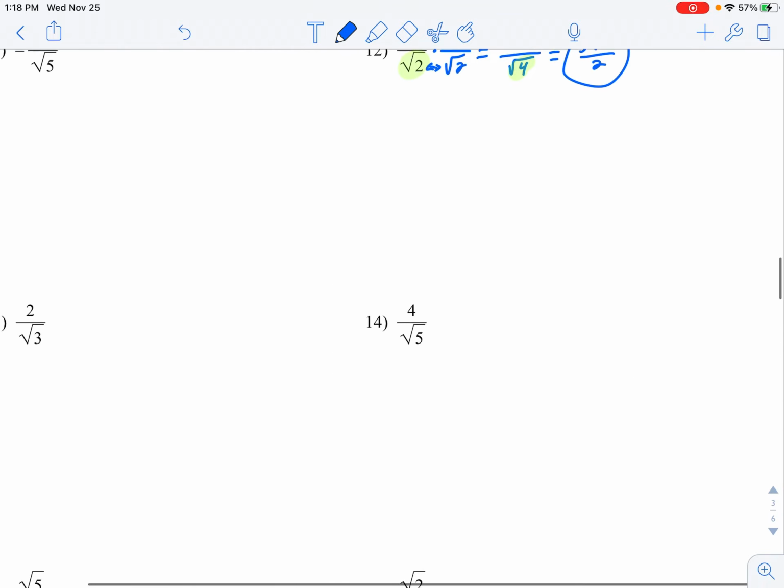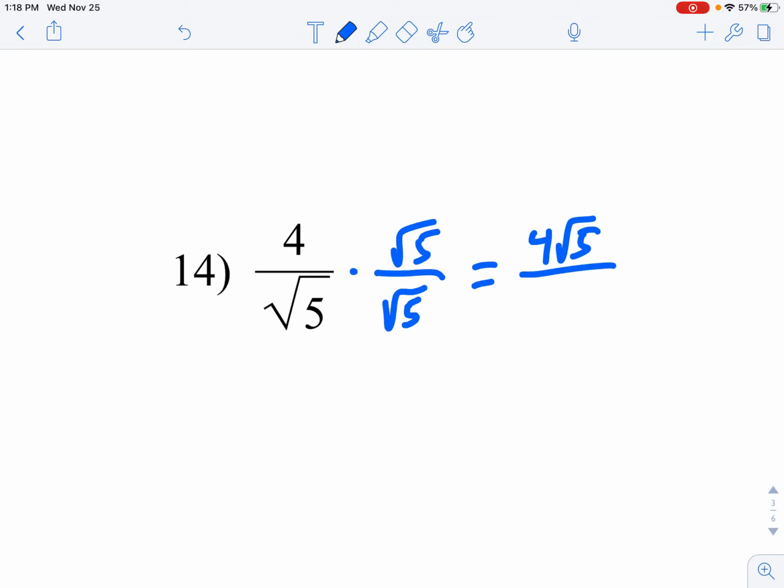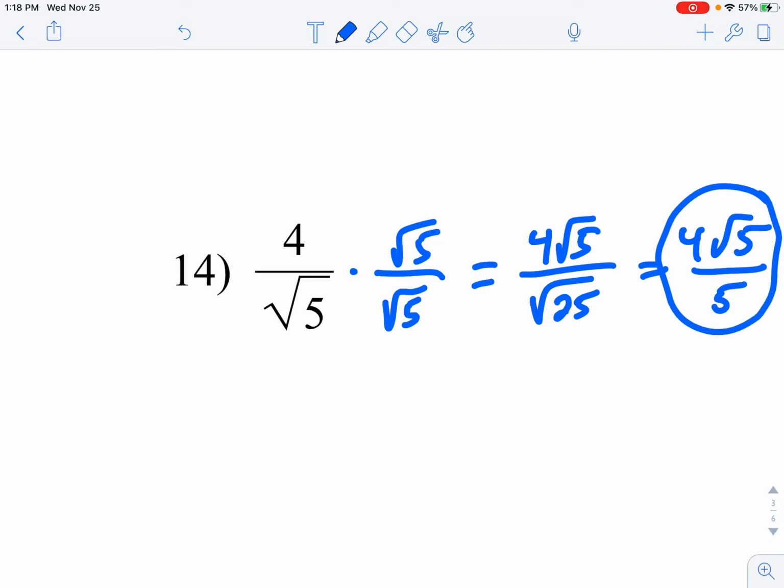Let's look at 14. Just like number 12, multiply by the denominator. On the top, 4 times square root of 5 is 4 square root of 5. Bottom, square root of 5 times square root of 5 is square root of 25. And the square root of 25 is 5.